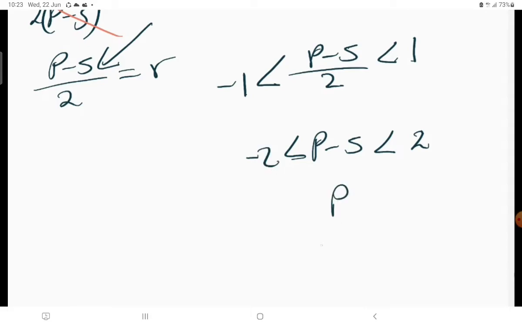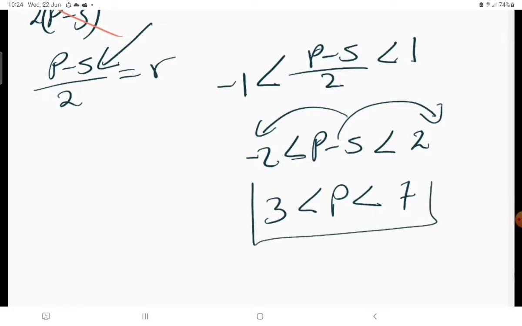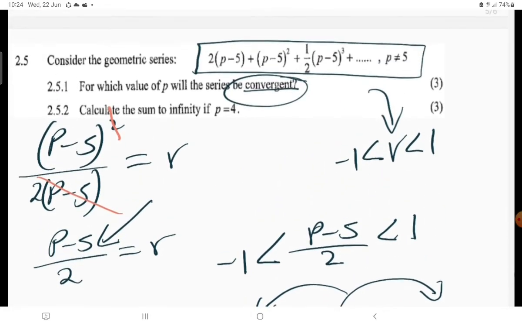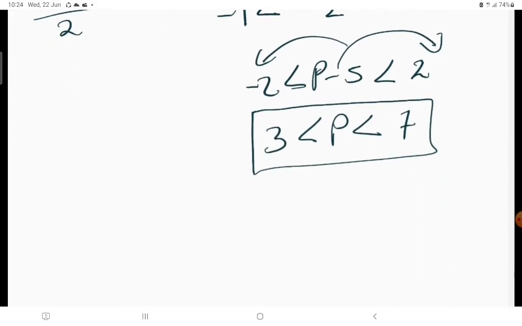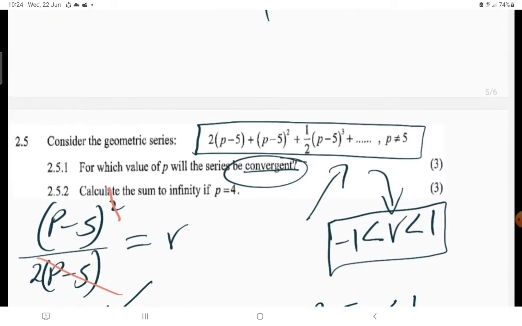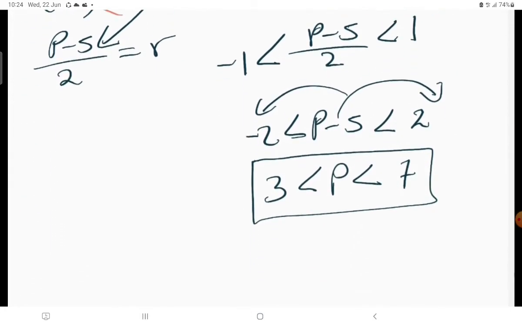We are interested in finding the value of p, so we need to transpose whatever we don't want on either side of this inequality. So p on this side is 2 plus 5, which is 7. Then on this side, we have 5 minus 2, which is just 3. So these are the values of p that are going to make this series converge, which means the ratio is between -1 and 1. We really need to be very careful here, because now you can see that 5 is being omitted.